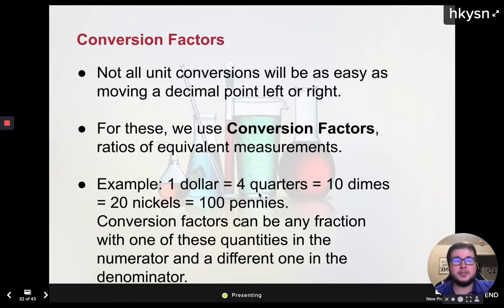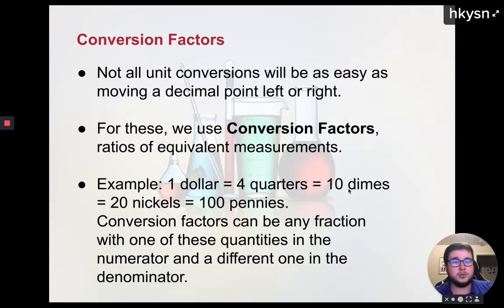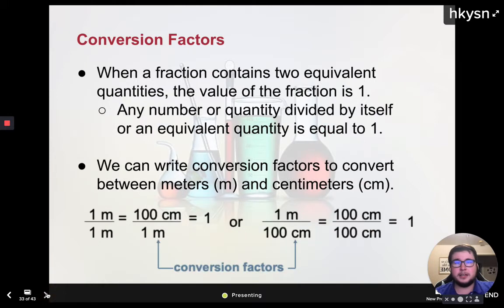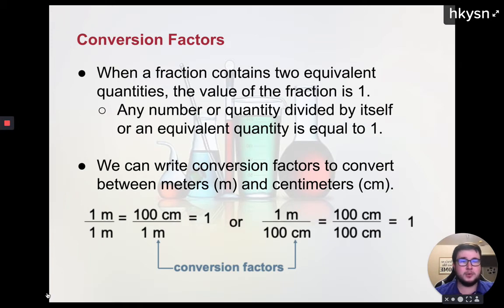I can pick any of these two values and make a fraction out of them. So I can have $1 divided by 4 quarters, and that would be a conversion factor because those two values are equal to one another. I could have 20 nickels divided by 10 dimes, and both of those values are equal to each other, so that's valid. Okay? I can have 100 pennies divided by $1, or I can have $1 divided by 100 pennies. So any combination of these, since they're all equivalent to one another, is a valid conversion factor. Okay? Alright, so let's go to the next slide. So when a fraction contains two equivalent quantities, the value of the fraction is 1. Right?